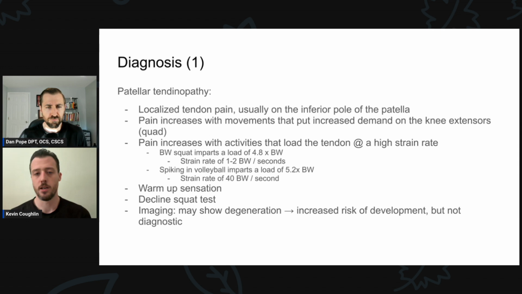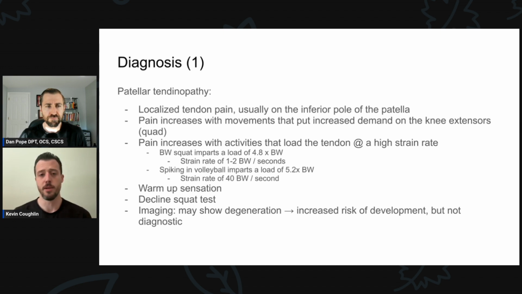One test you'll see a lot that I think is very easy to do and seems pretty decent, though I didn't find any sensitivity or specificity for it, is just doing a decline squat test. So keep the torso really upright, squat down. Does that bother the tendon?